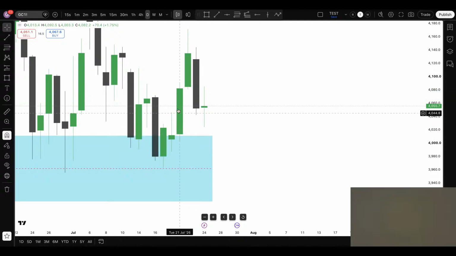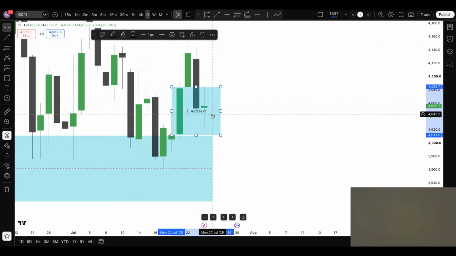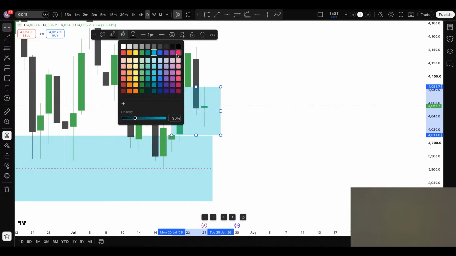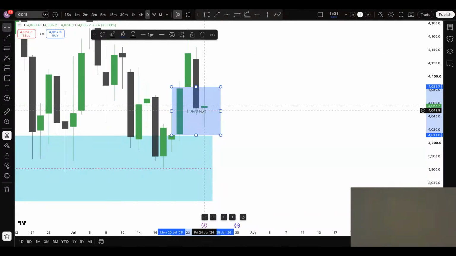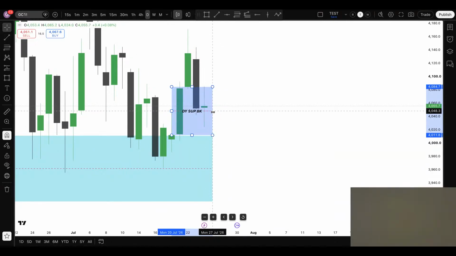On both sides we have imbalance. It is called a suspension block in ICT PDRAs. So we need to mark this suspension block because it's a day time frame. Change the color to blue. Okay. Day suspension block. Because on both sides we have imbalance, we call it a suspension block.